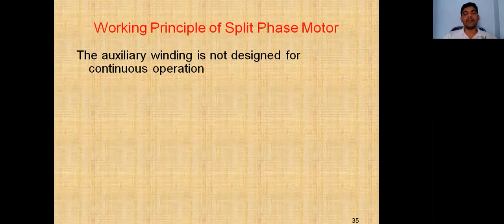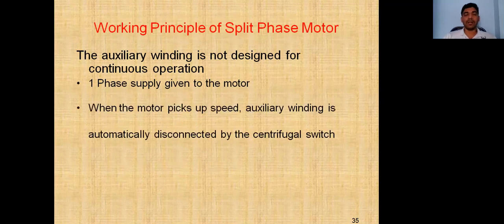The auxiliary winding is not designed for continuous operation. Single phase supply is given to the motor. When the motor picks up speed, the auxiliary winding is automatically disconnected by the centrifugal switch.